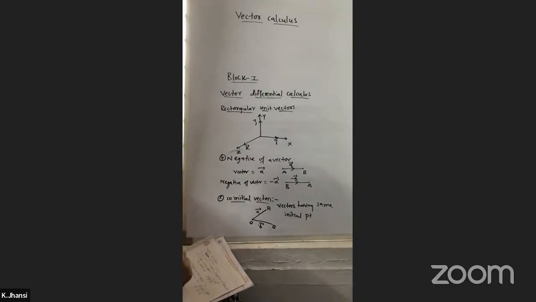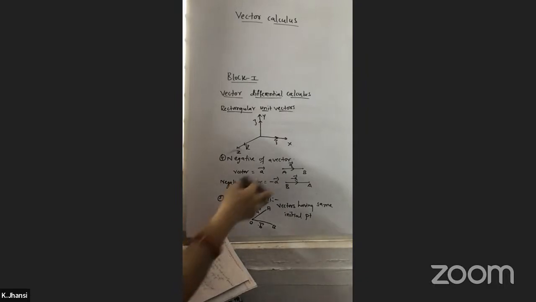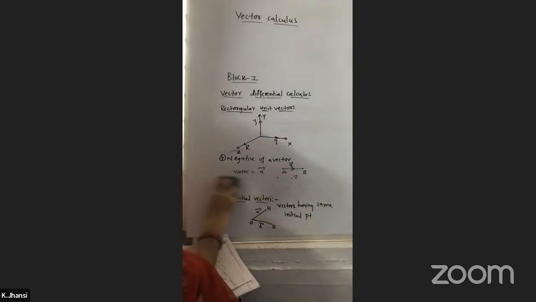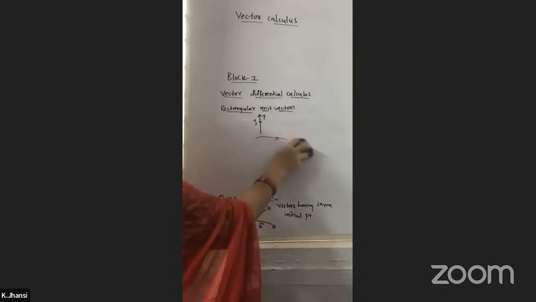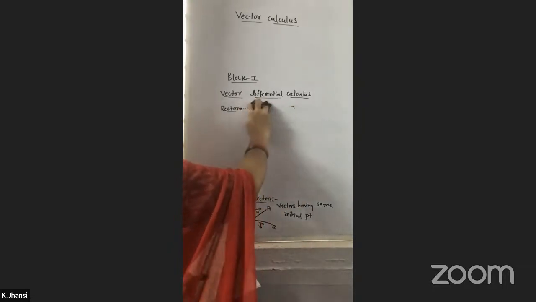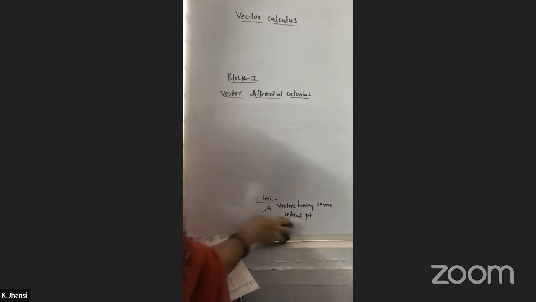The next important topic is the algebra of vectors. There will be properties here, that is, what properties the vectors satisfy. With the help of that, we can solve some problems. So, algebra of vectors. The first unit itself covers the basic algebra of vectors.